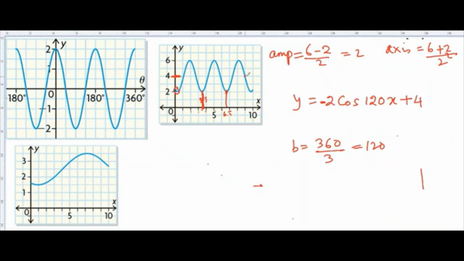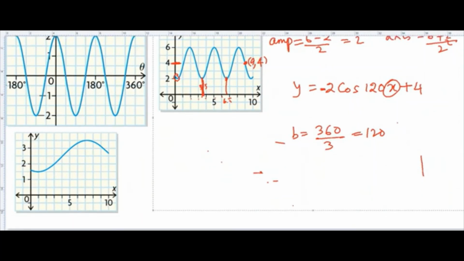And now to pause it and verify, take this point. This point looks like to me 9, comma 4. You put 9 in place of this x, you must get a 4. I'm giving you a habit of verifying your answer all the time. Okay? You should always do that. Let's go to the next one.